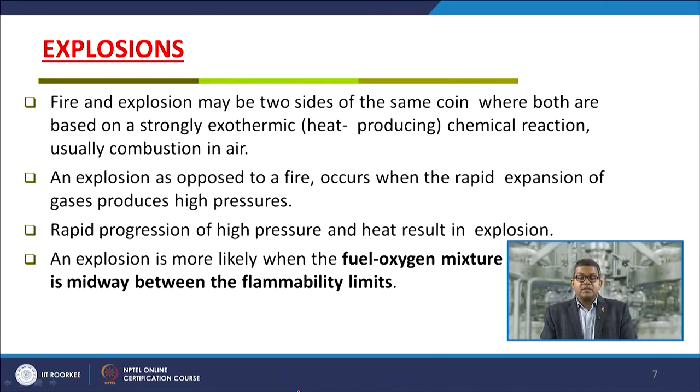Now, fire and explosion are, you can say, two sides of the same coin, where both are based on strongly exothermic chemical reactions, usually combustion in air. An explosion, as opposed to a fire, occurs when the rapid expansion of gases produces higher pressure, and this higher pressure through rapid propagation may result in explosion and the generation of shock waves, which are again devastating. An explosion is more likely when the fuel-oxygen mixture is midway between the flammability limits, because in that case the mixture may escape to the atmosphere and you won't be able to control in which direction it goes, as it usually propagates in the direction of the wind. So you won't be able to apply your safety measures to that uncontrolled escape of the vapor cloud.